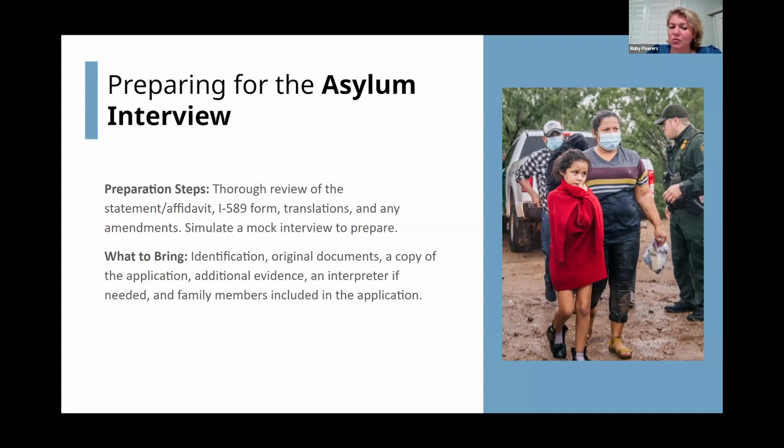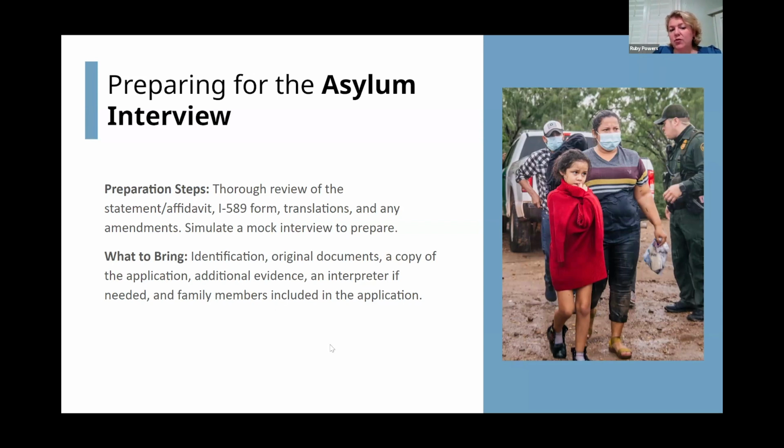Here at the Powers Law Group, we do a mock interview or two or three, depending, so that the client can really feel comfortable knowing what to expect, so that when they're in the interview, they're not hearing questions for the first time or feeling completely unfamiliar with the process.